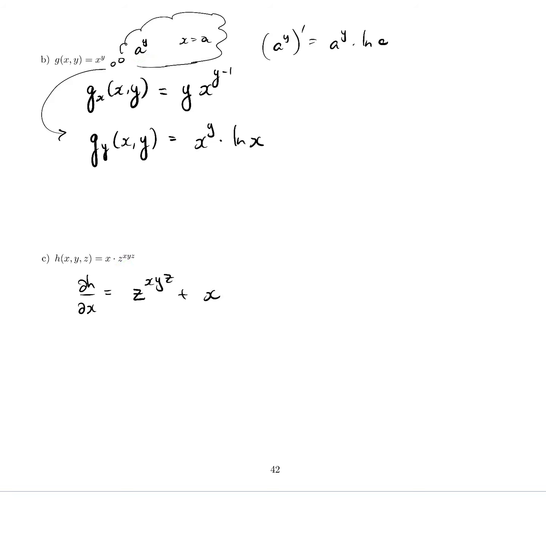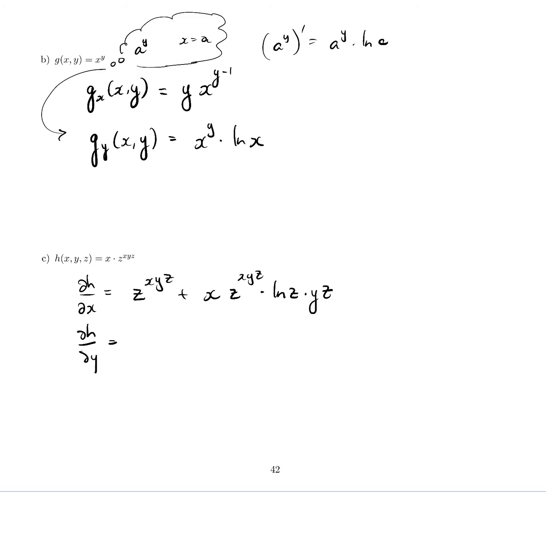So we're going to have z to the xyz times ln z, but now we have an inside function as well. We have to take the derivative with respect to x, and y and z are constants, so we have times yz. Del h del y.